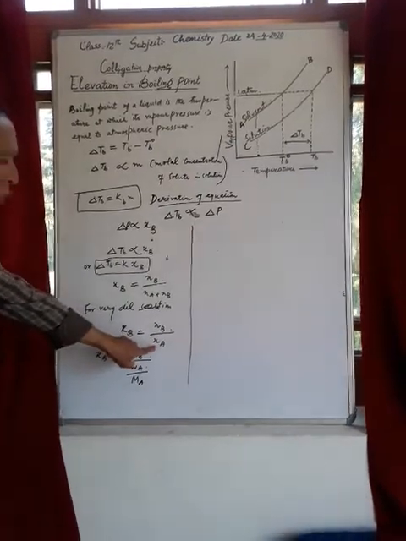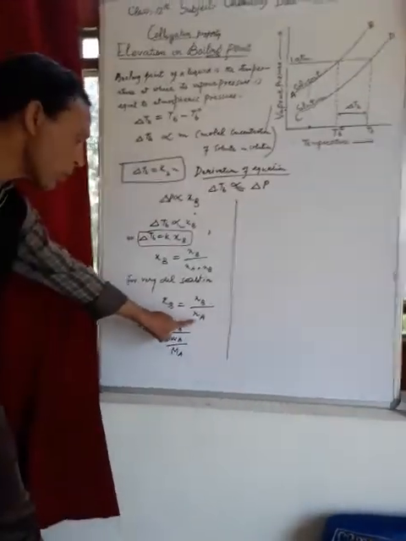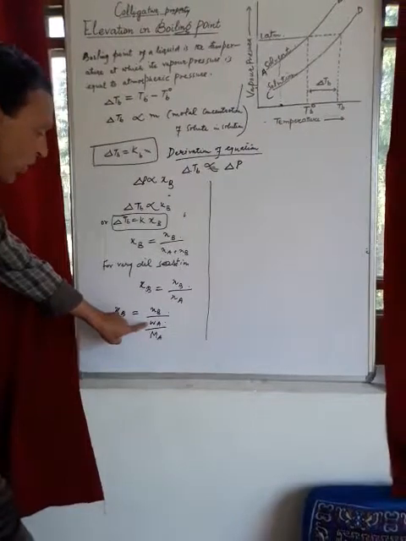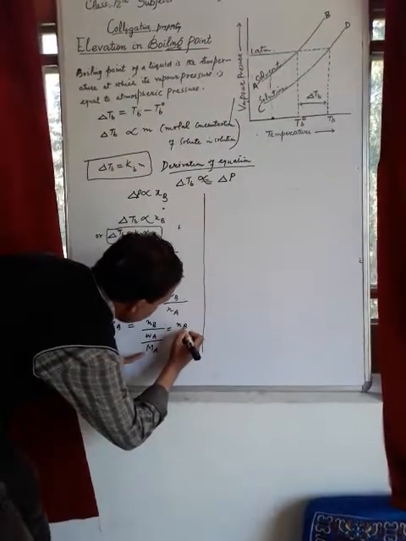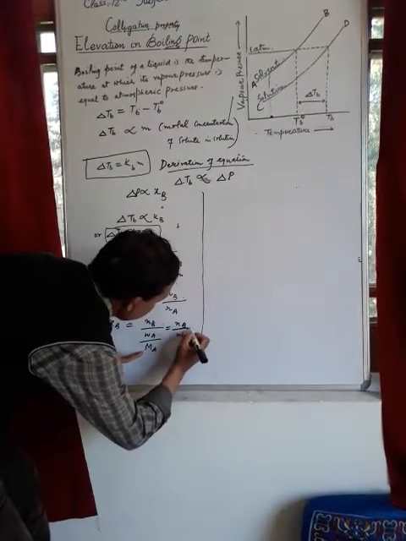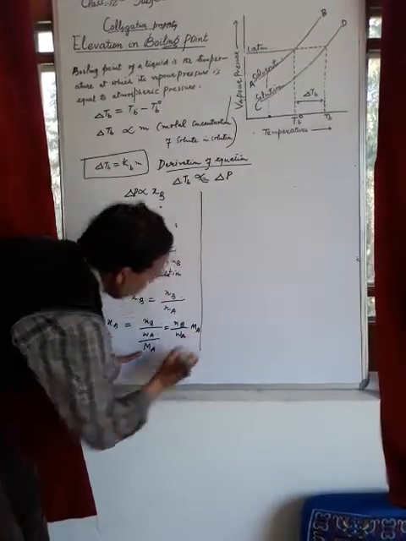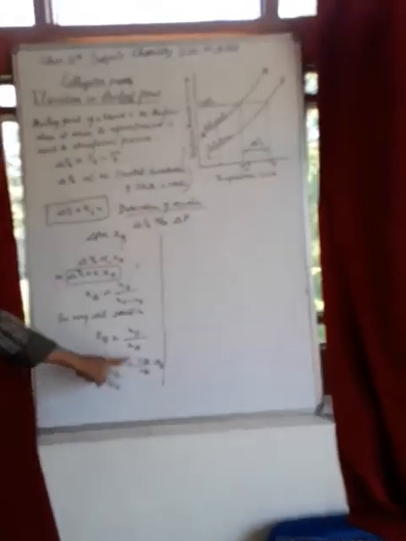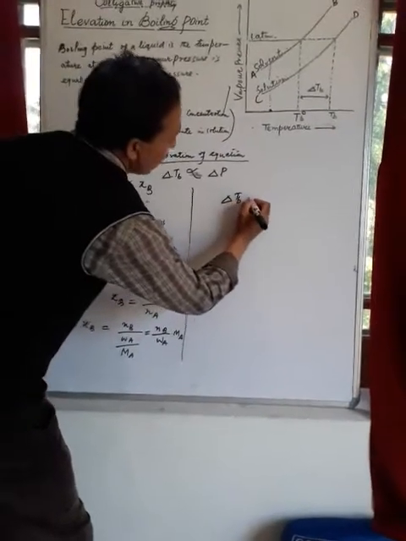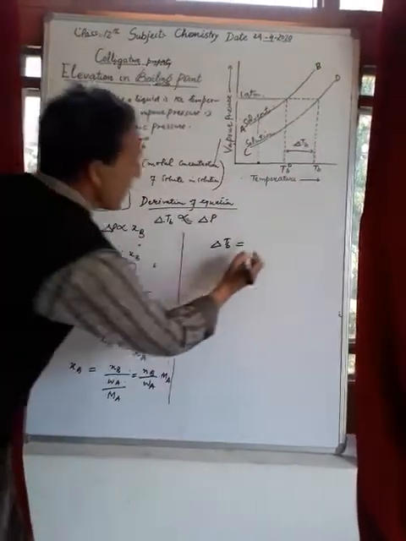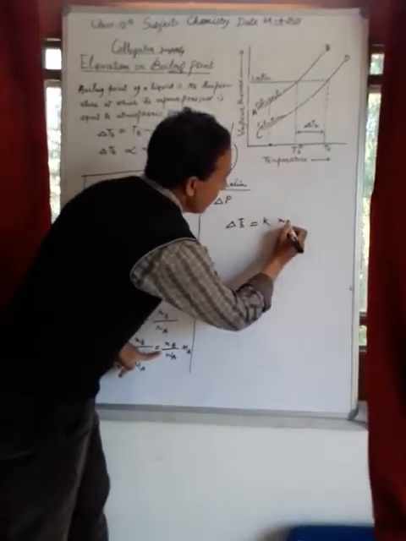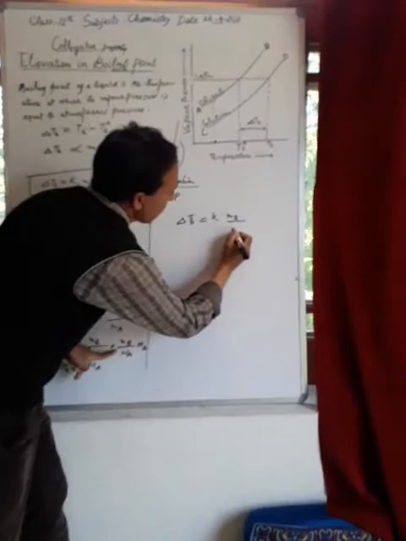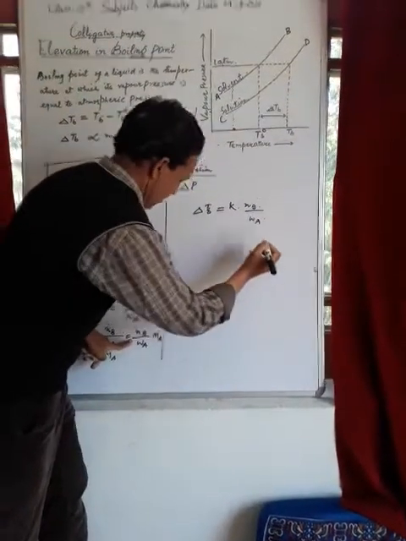Na is the number of moles of the solvent. The number of moles is equal to the mass of the solvent divided by its molar mass, or we can write Nb divided by Wa into Ma. Now we will put this value in this equation. We can write del Tb is equal to K, and in place of Xb we put Nb divided by Wa into Ma.